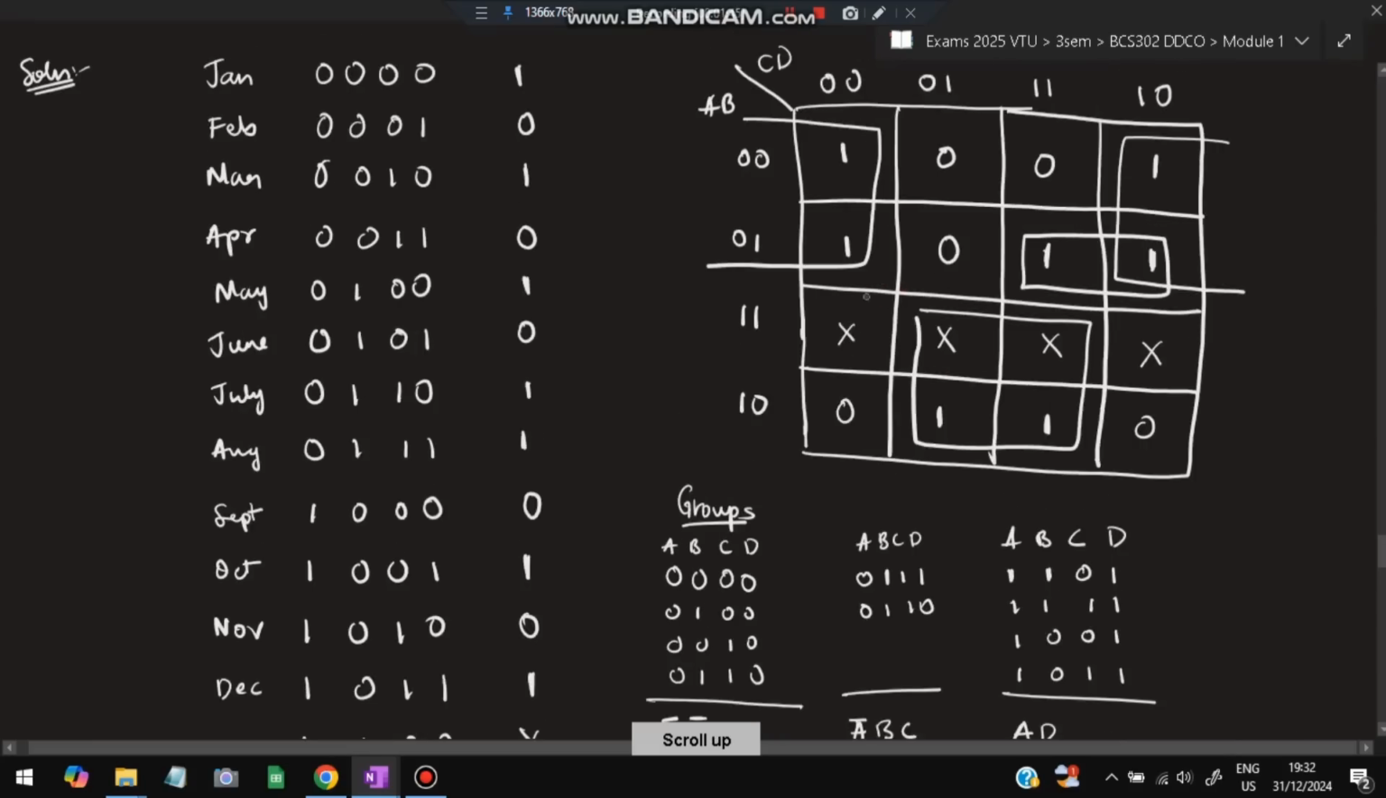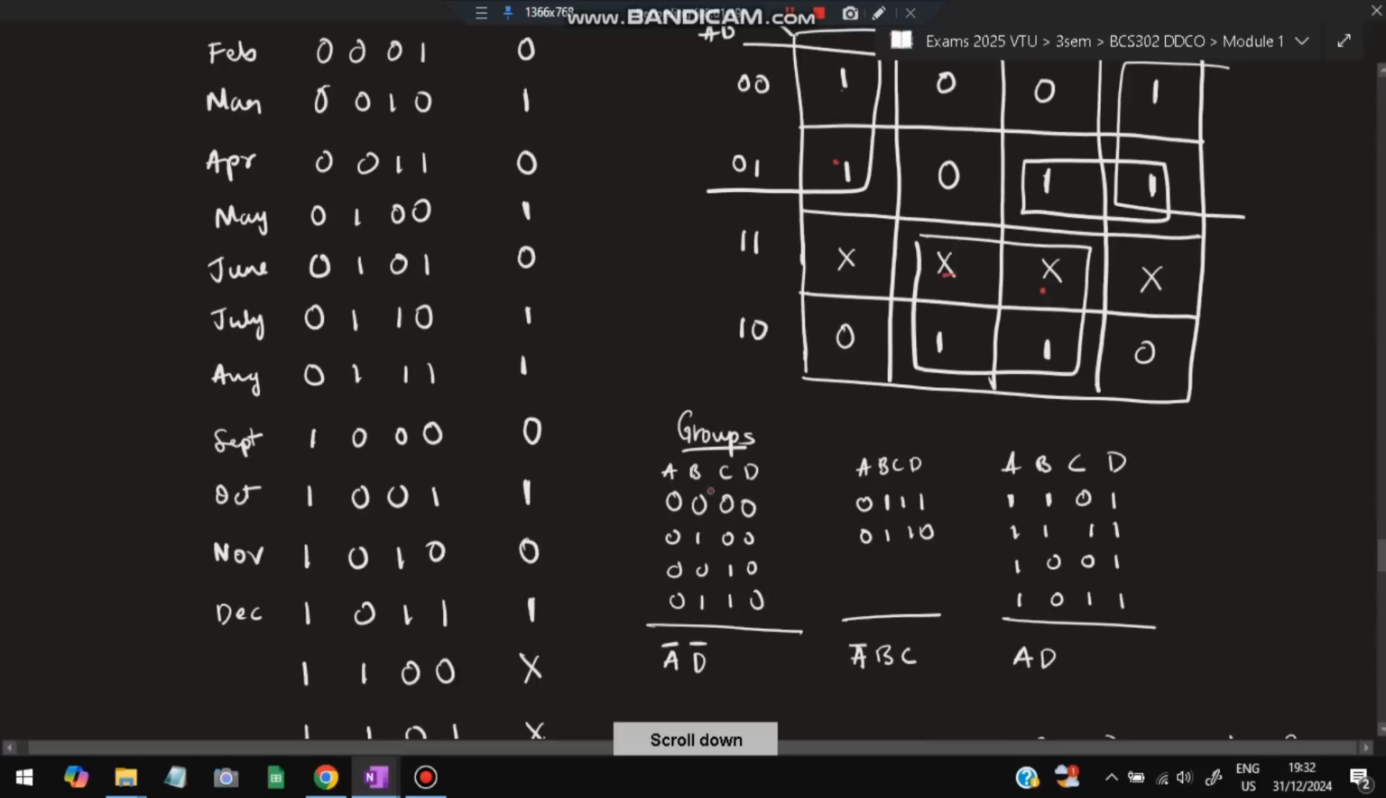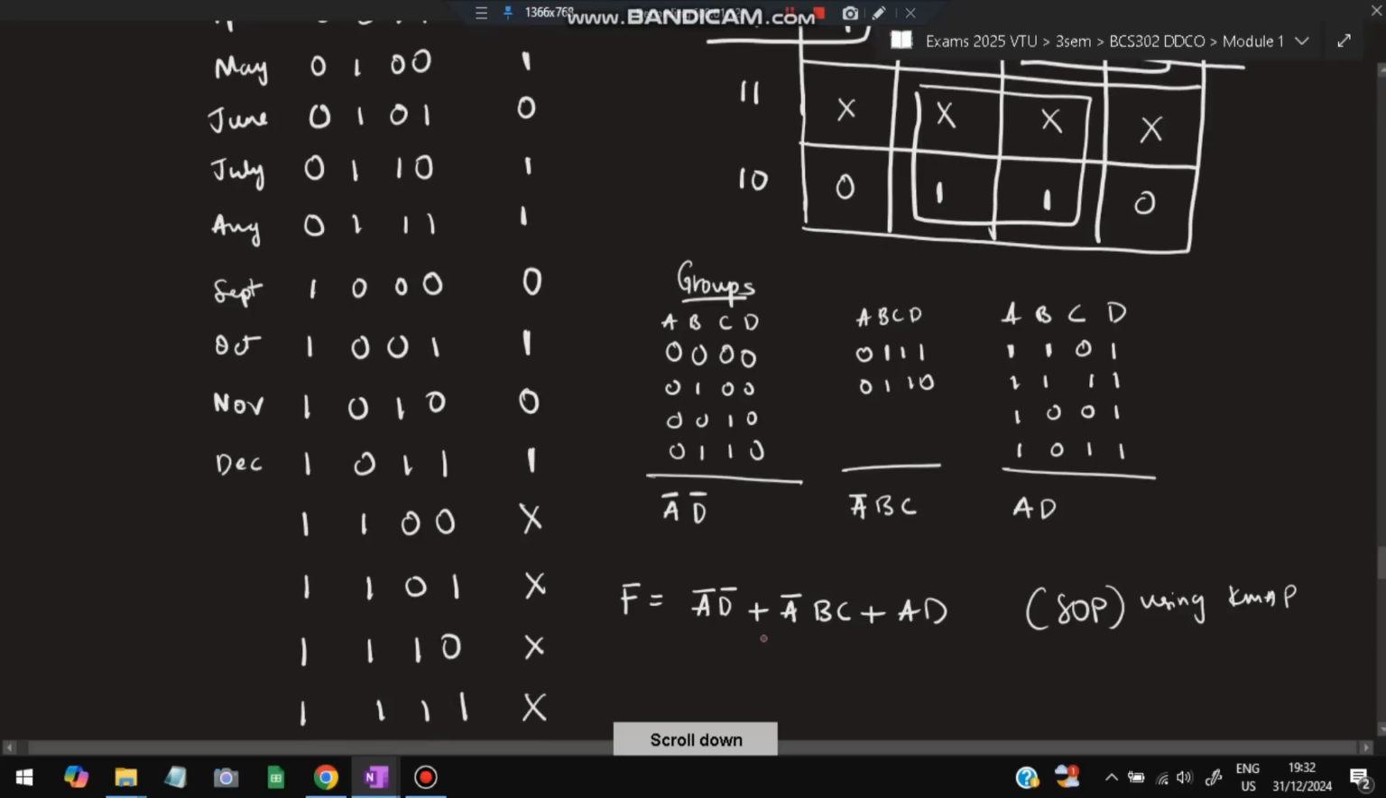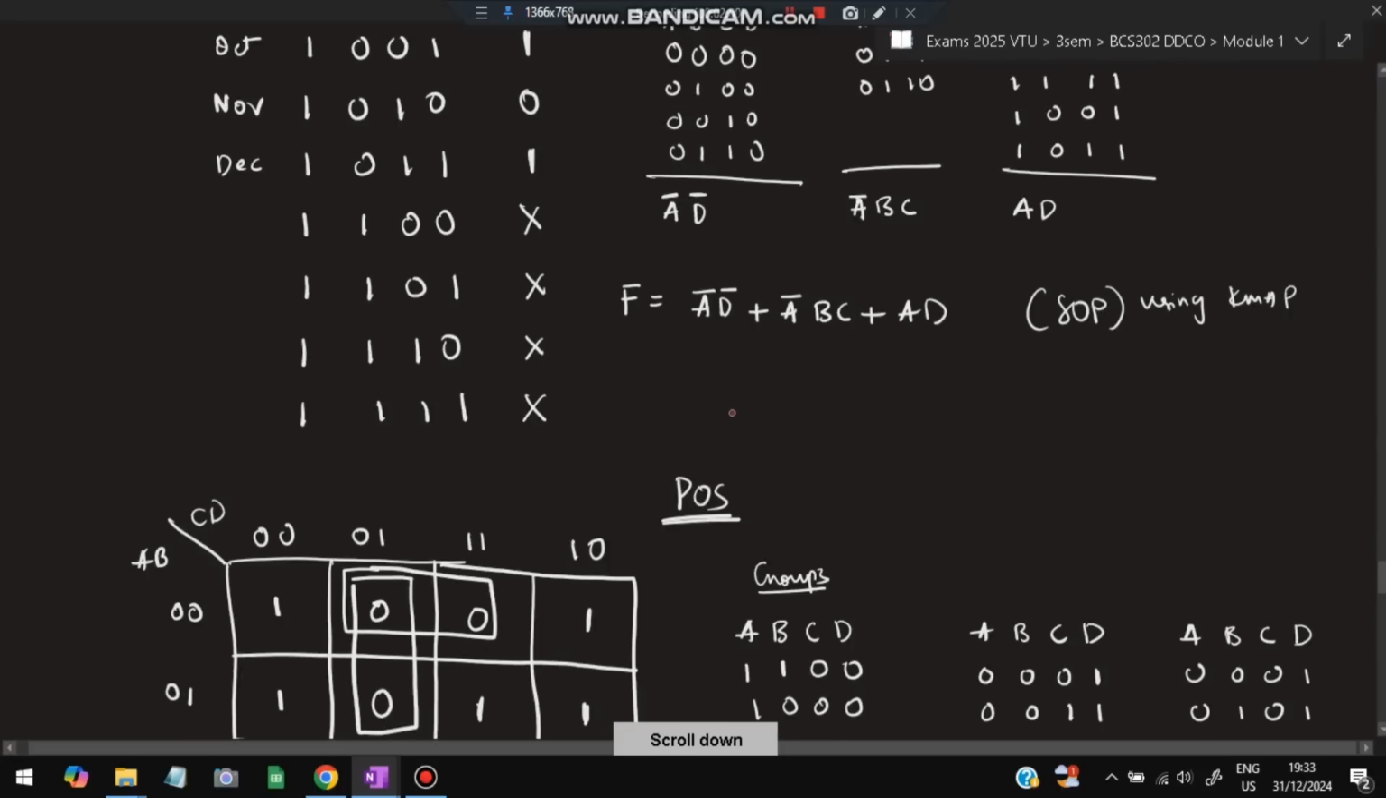Okay, we have to find out the SOP first, so we'll be taking the ones, and X also will be taken as one. Now we'll be writing these groups and finding out the values same as the previous question where I had discussed the K-map. Same way we'll be doing here also. We'll be getting one value here. Same thing we have to repeat for the POS also.